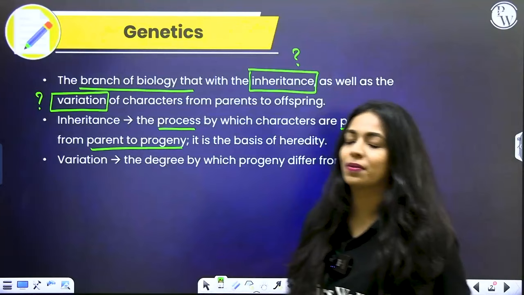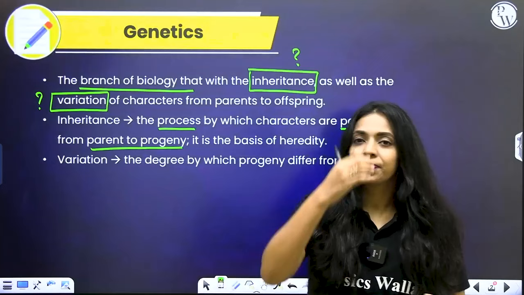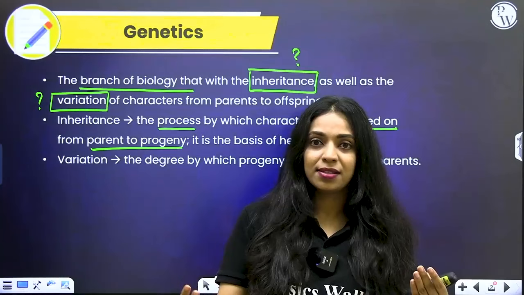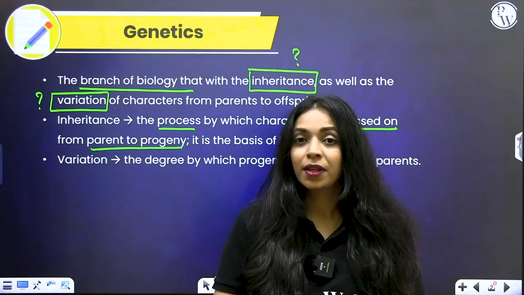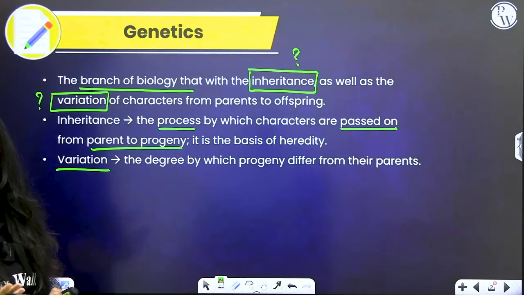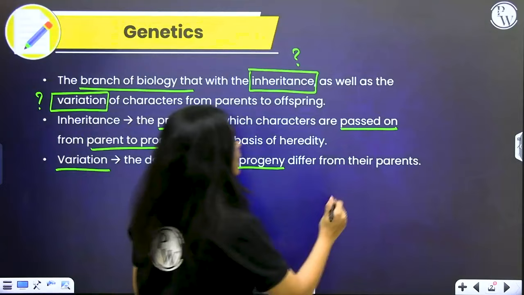Now, what is variation? Variation, again in general English, means differences, right? So if you see, even in your own houses, if you have siblings, though siblings are born to the same parents, they don't look identical, right? There is some degree of variation among siblings unless they are identical twins. And there is difference between you and your parents as well. What is the degree of that difference is what variation is all about, okay? So the degree by which the progeny or the children differ from their parents is what we call variation.